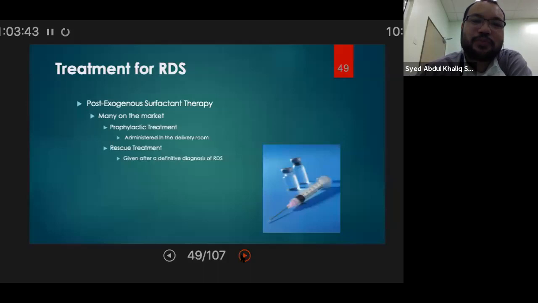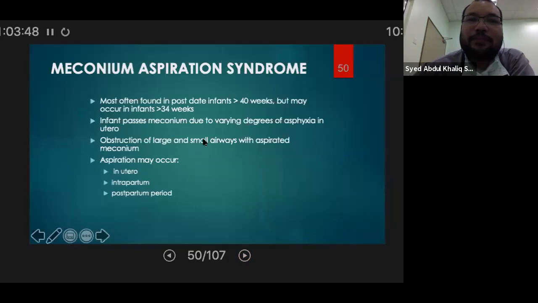Meconium aspiration syndrome, so mostly found in post-date infants more than 40 weeks. Sebab apa? Sebab bila, kenapa baby pass meconium?